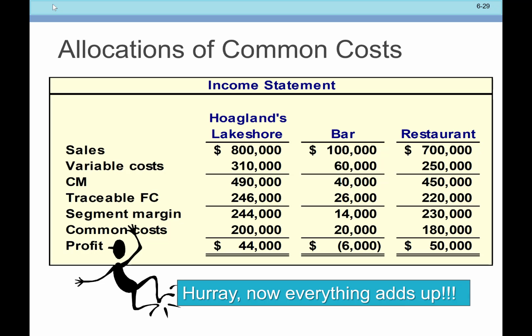Should we keep the bar? Well, this analysis, it looks like not, right? But that's an erroneous analysis, because even if we get rid of the bar, we still have $200,000 of common costs, and now we've lost the $14,000 of segment margin that was contributing to the overall profitability of the company, right?